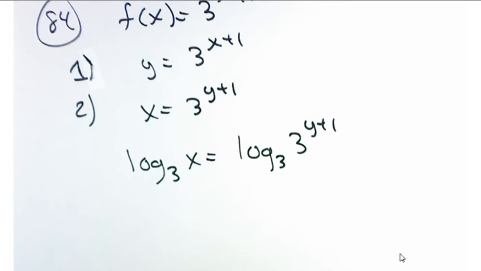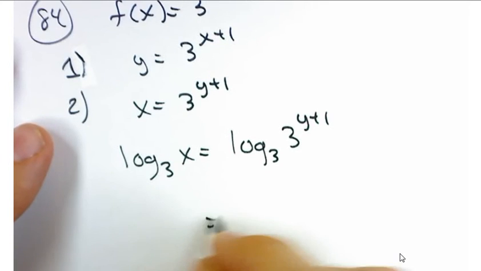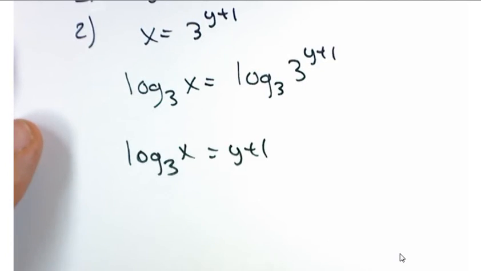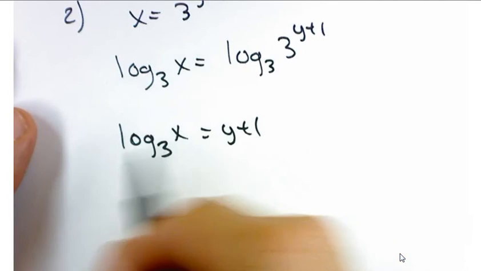What would that be? All right, and what do I get? What's left? Yeah, y plus 1. So those two functions on the right-hand side are inverses of each other. They're going to cancel, so I'm left with y plus 1 equals log base 3 of x. Last but not least, move the 1 to the other side.